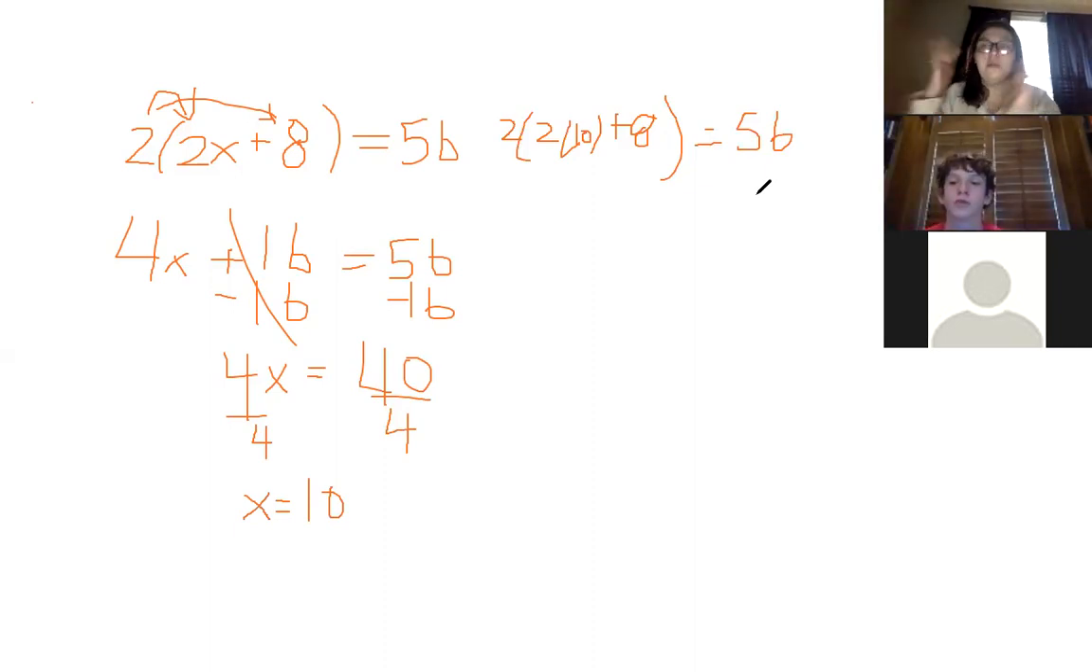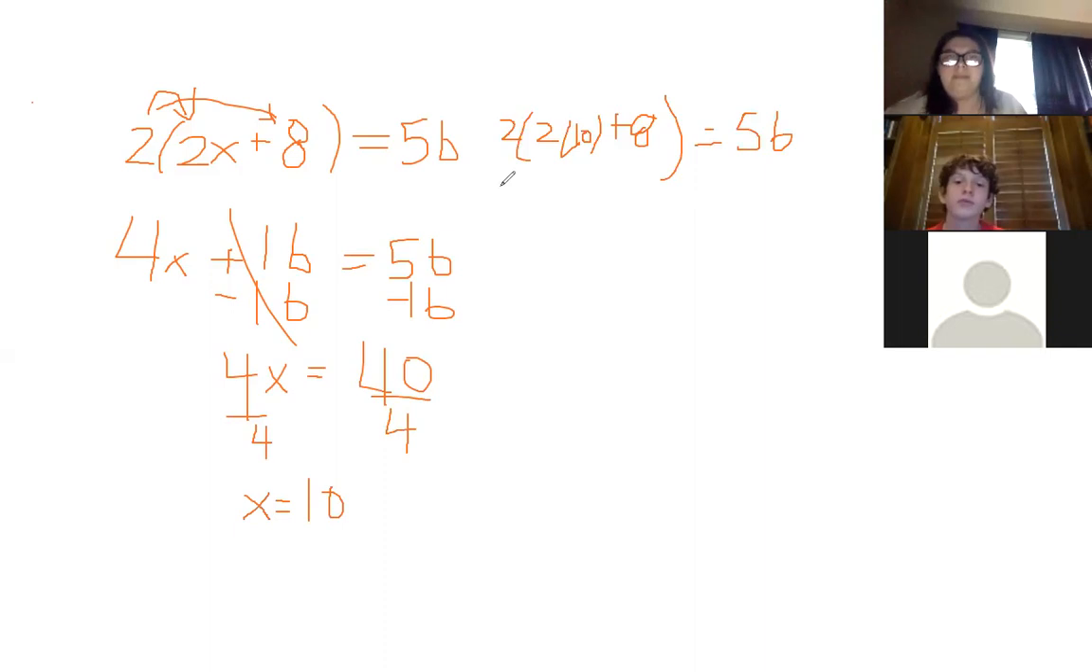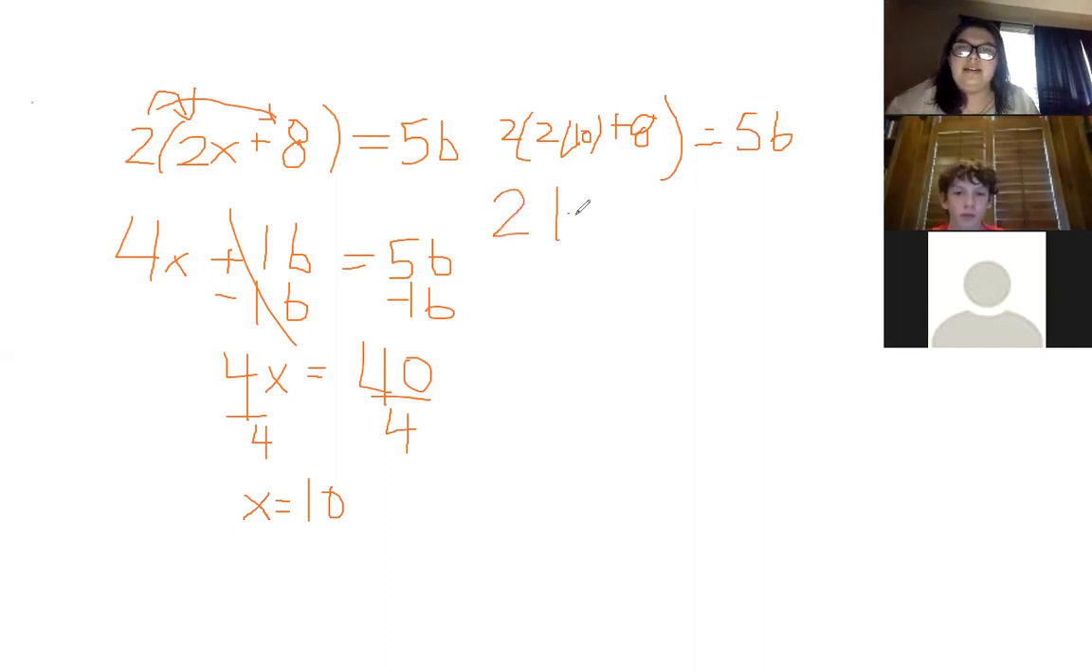First thing, I see parentheses, so I go to parentheses. In the parentheses, I see multiplication and addition. Do I do multiplication first or addition first? Multiplication. So I'm going to do 2 times 10 first. When I do 2 times 10, what do I get? 20. So I have 2 parentheses 20 plus 8 parentheses equals 56.